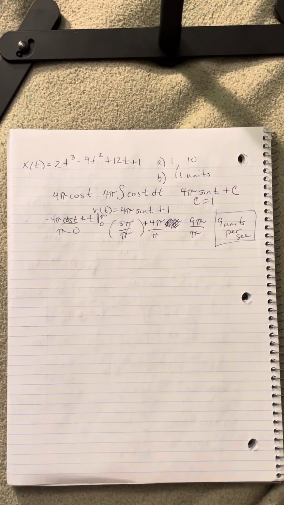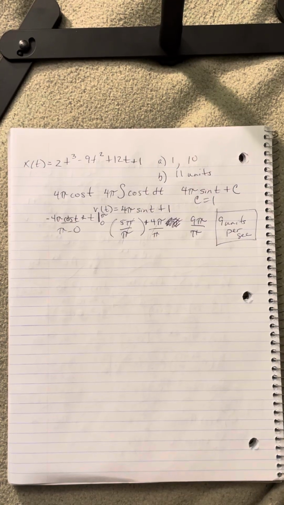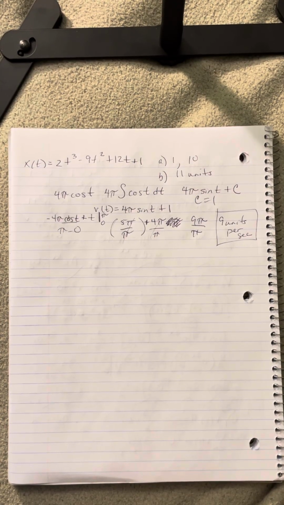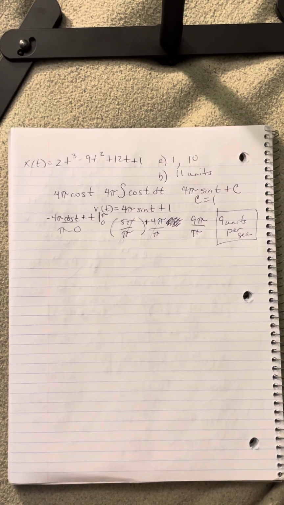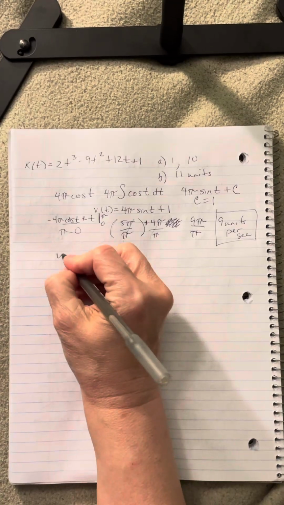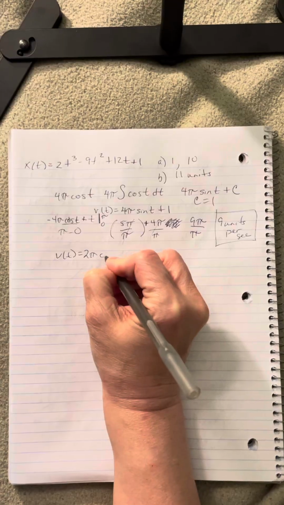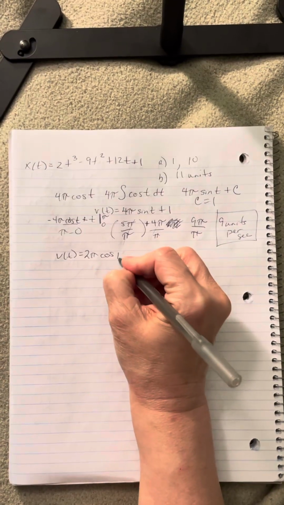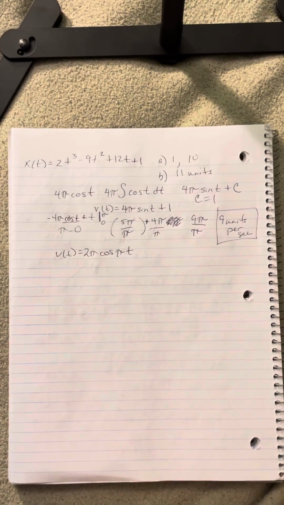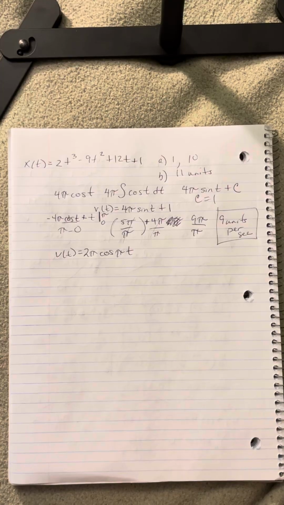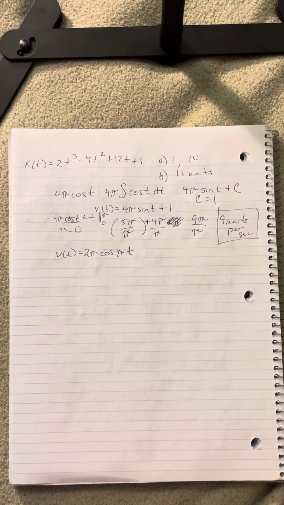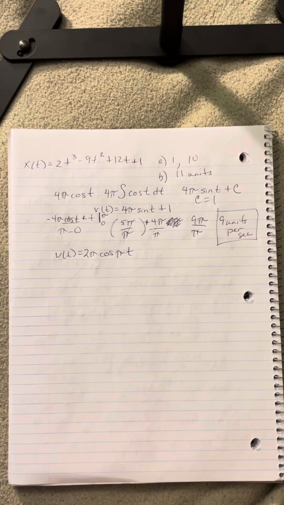Now, example 4. The velocity function for a particle moving left to right along the x-axis is given by v sub t equals 2 pi cosine pi t. For what value of t that has to fall between 0 and 2 is the particle not moving?